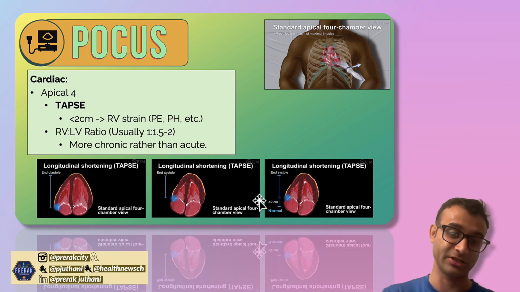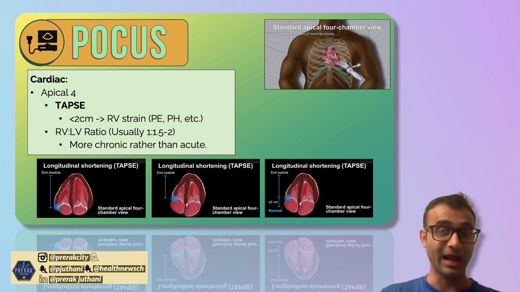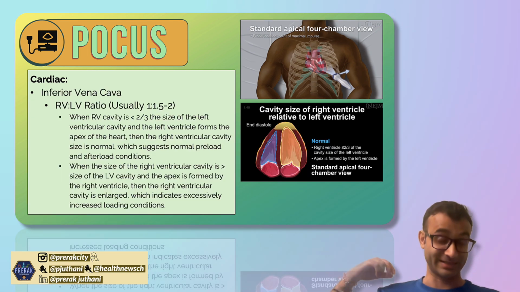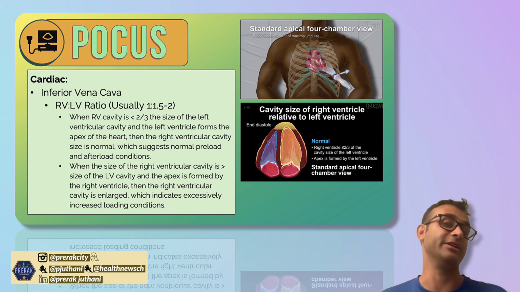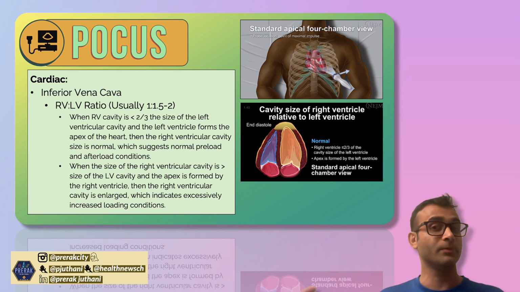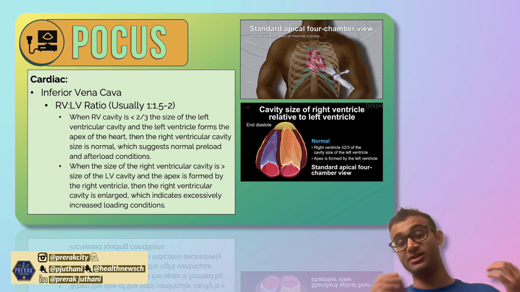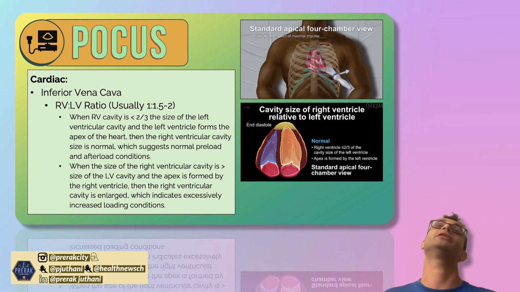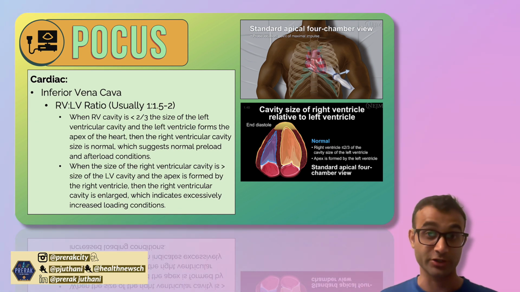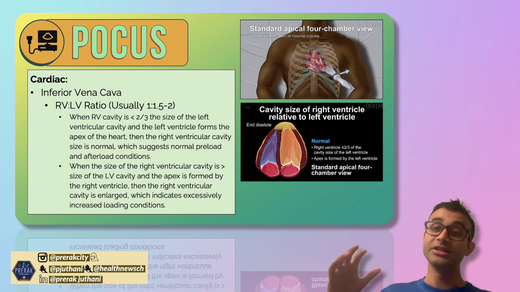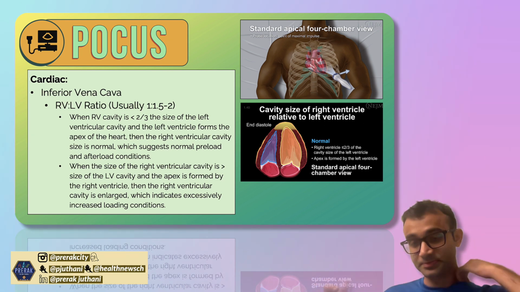The second thing I like to do in this 4-chamber view is make sure that I can assess the sizes of the two cavities. As I said, the left ventricle should be about 1.5 times the size of the right ventricle. And why is that? The left ventricle pumps out to the entire body versus the right ventricle, which only pumps out to the lungs. So you expect the left ventricle to be a bit bigger.